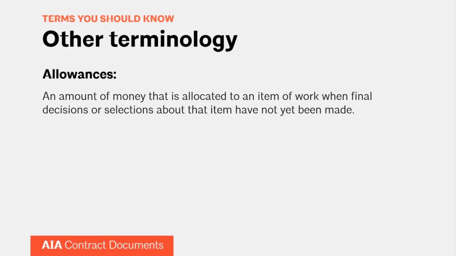The differences in actual price and allowances down the road, whether the actual price turns out to be more or less than the allowance, is accounted for through a change order. So you will execute a change order to adjust the contract sum based on that actual price.